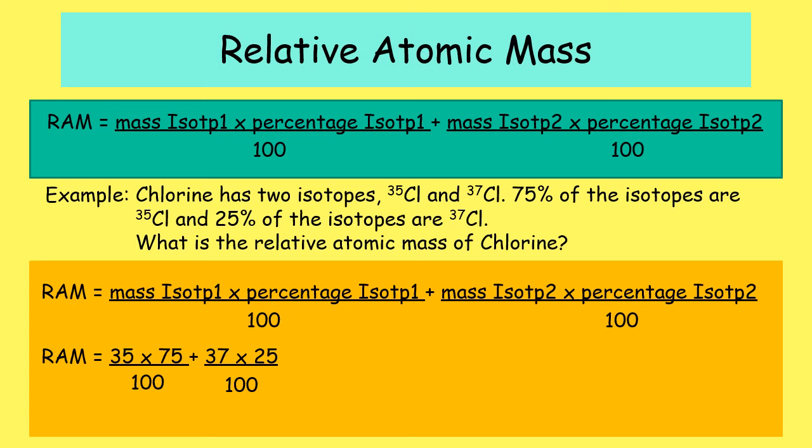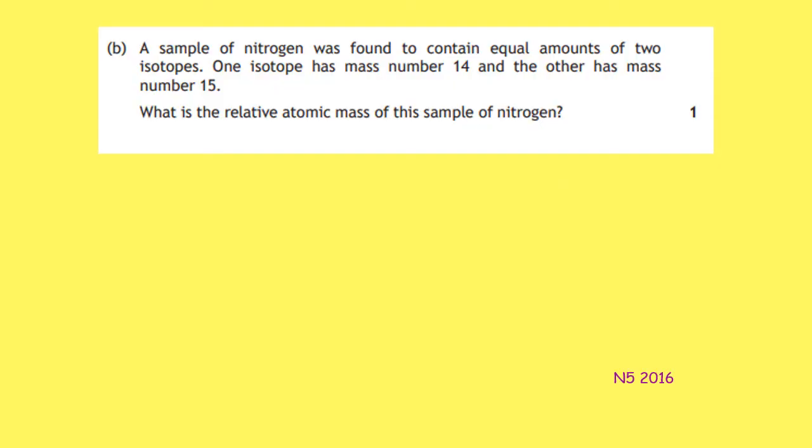And when we do those two calculations and add them together, we end up with 35.5, which, if you check the data booklet, is the relative atomic mass of chlorine. Now, as I've said, this equation will always be given to you in an exam if you're expected to use it. It's not something that you need to remember. However, knowing what relative atomic mass is can help you understand this equation better.